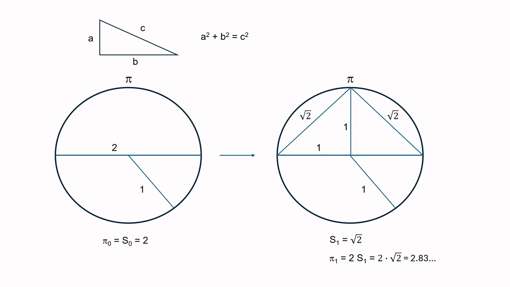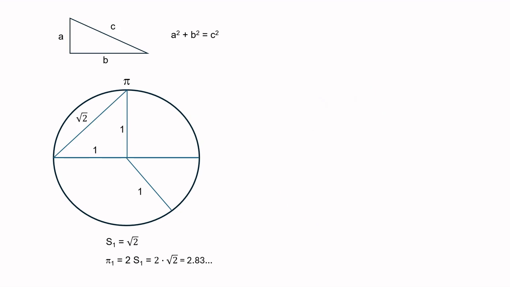We have two such line segments that approximate the arc. So we get that S1 is the square root of 2 and pi 1 is 2 times S1, which is 2.83. So we're getting closer to pi.